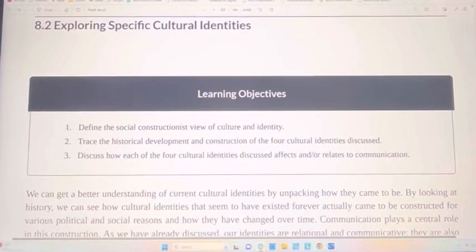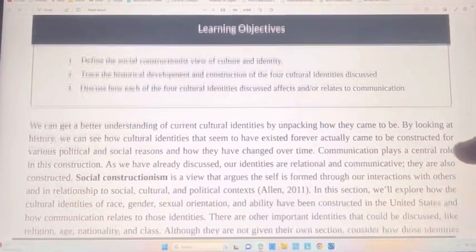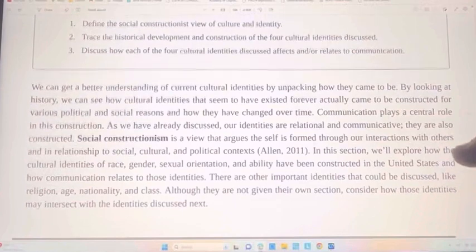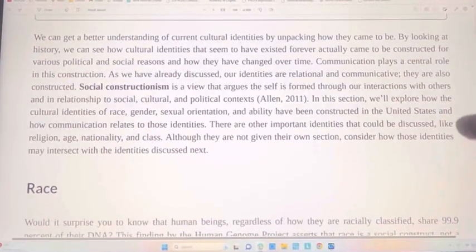We can get a better understanding of current cultural identities by unpacking how they came to be. By looking at history, we can see how cultural identities that seem to have existed forever actually came to be constructed for various political and social reasons, and how they have changed over time. Communication plays a central role in this construction.